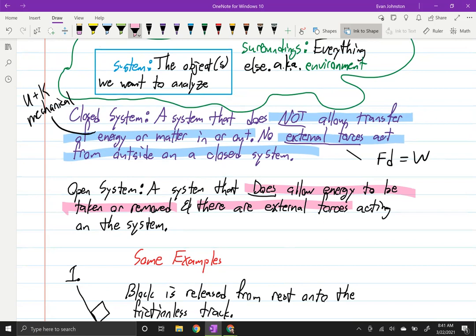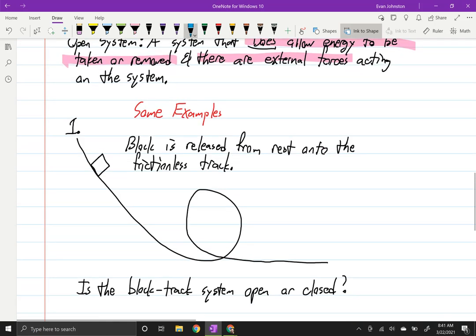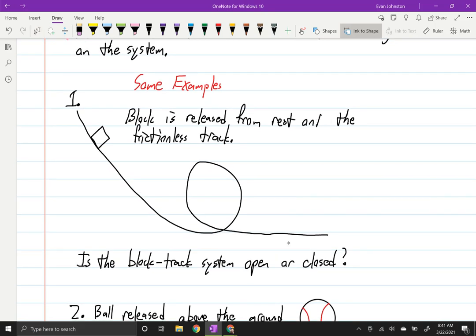So let me just give an example. And I think seeing examples, you'll be like, oh, I get it. Like, okay, this is actually easier than he's making it sound. So there's a block released from rest on a frictionless track. All right, so here's my block. Here's my shoddy little kind of doodle.